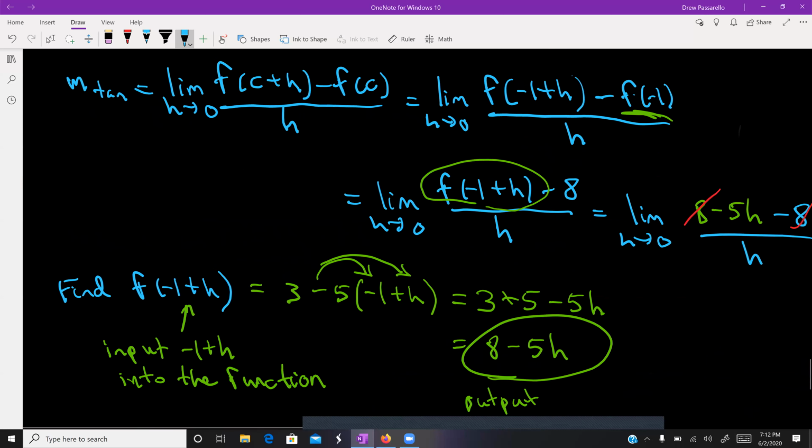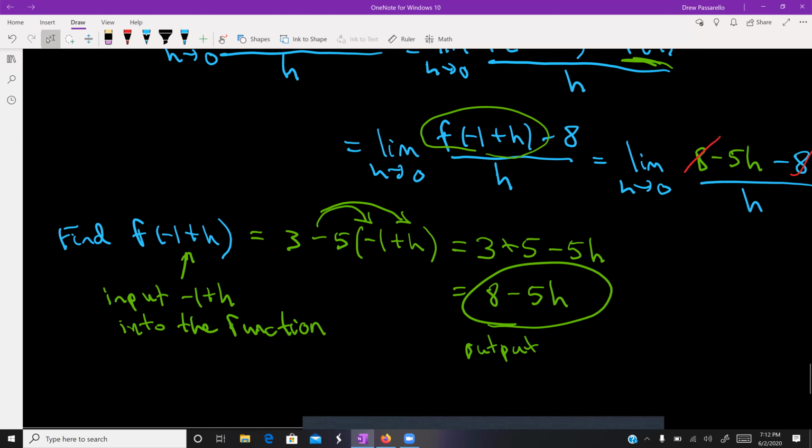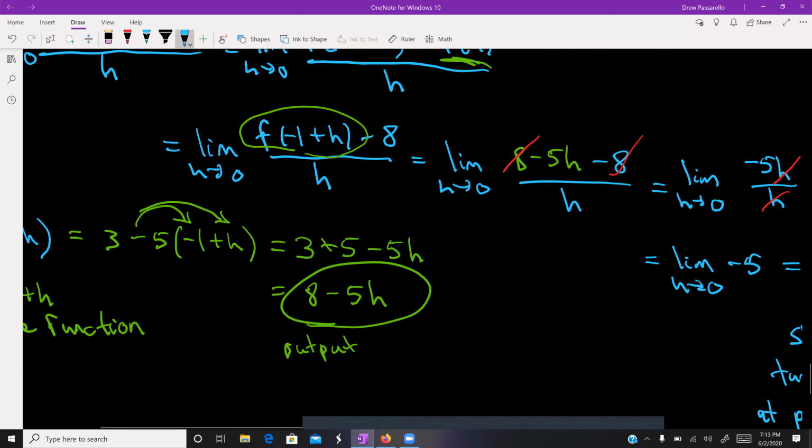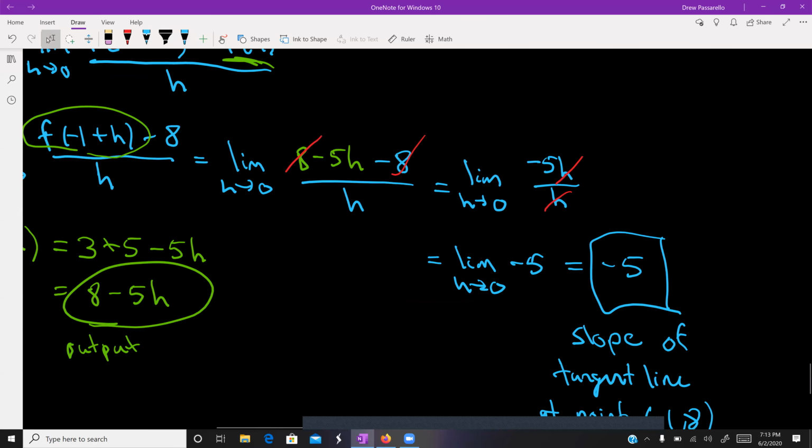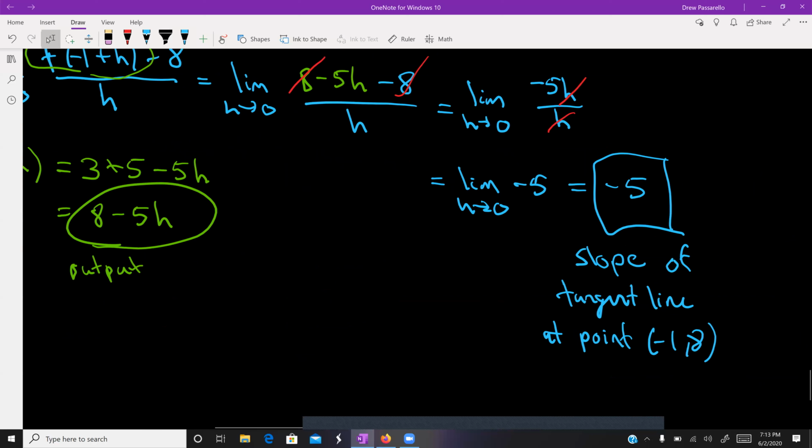So then I just did this as scratch work off to the side. I found this f of negative 1 plus h in green, and that's just putting in negative 1 plus h as your input, plugging it in, and it simplifies to 8 minus 5h. That's what the green is, and that way it can cancel out the 8s. And then h divided by h, those cancel out. I'm left with -5, and there's nothing to plug in. So the slope of the tangent line at the point -1, 8 is -5.